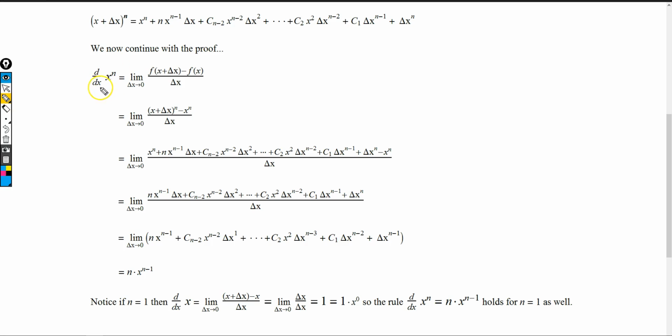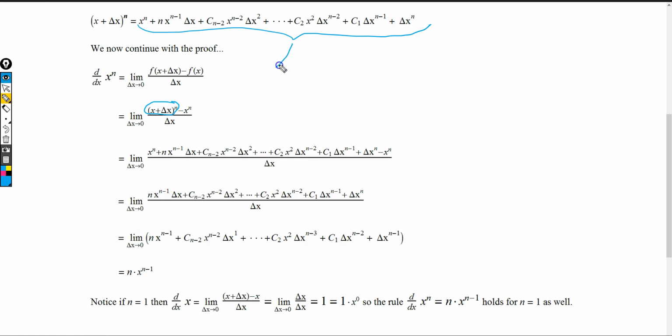So we begin with looking at the derivative of x to the n. Now we have to go back to the limit definition. So this is the limit as delta x approaches 0 of f of x plus delta x minus f of x over delta x. And we replace the f of x with x to the n, and f of x plus delta x is x plus delta x to the n. And now what we do is we expand out the x plus delta x to the n, noting this observation up here.